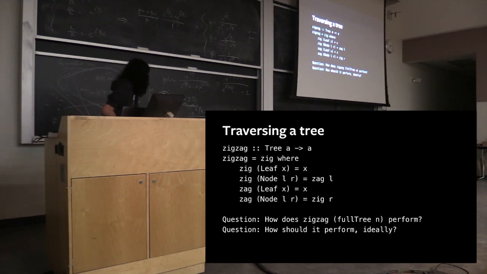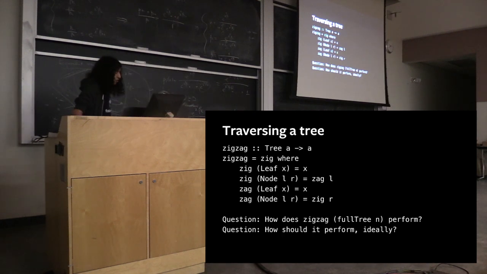However, we're going to start to see performance issues when we start traversing trees like this. So I can define this zigzag function, which basically traverses the tree by going left first, and right, and left, and right, and so on. And so if I'm just walking down one branch of a tree, how should that perform? Not how will it perform, how should that perform? Linear in what? In the depth, right? In the length of that branch. So zigzag of full tree n should be O of n.